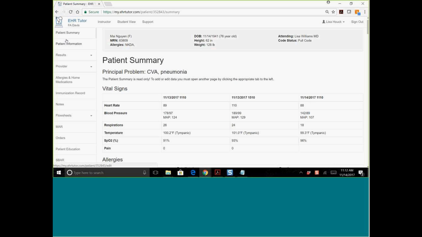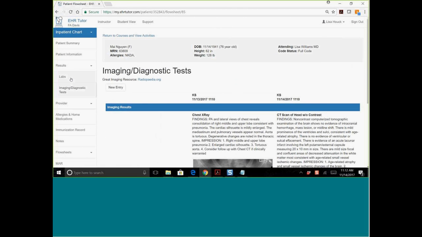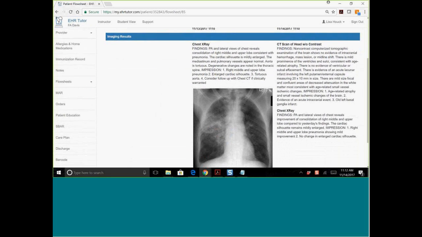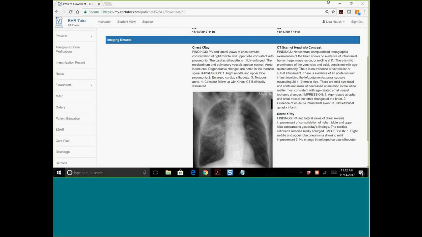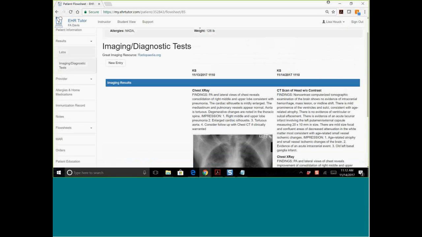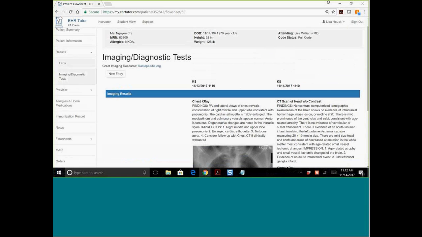Over on the left-hand side, let's take a peek at a few of these areas. One of them is results. We already saw that lab results show on the patient summary. I want to take you to imaging and diagnostic tests. This is a cool feature, and this patient is built very nicely. When they built this patient, they added not only the findings from a CAT scan and her chest x-ray, but you can also add images to the results so that you can go back to look at those.